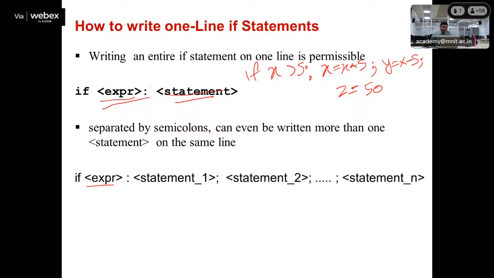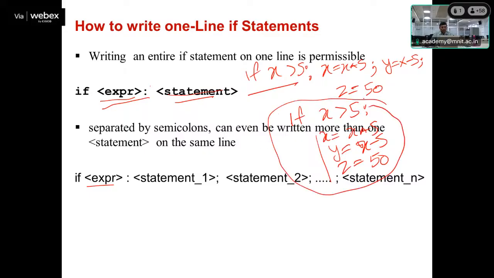So sometimes we can write more than one statement in the same line. Otherwise, how do we have to write it? If x greater than 5, then we write x equal to x into 5. Indentation, you have to keep it. y equal to x minus 5. z equal to 50. The same thing we can write as a one line if statement. That's what we can do here.